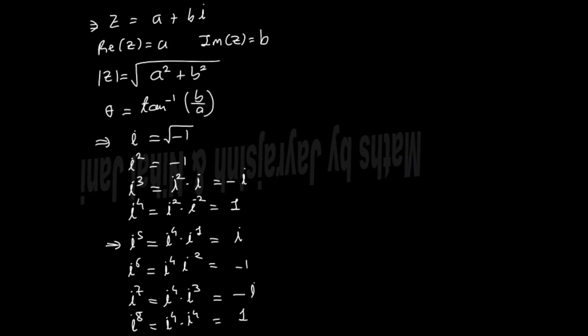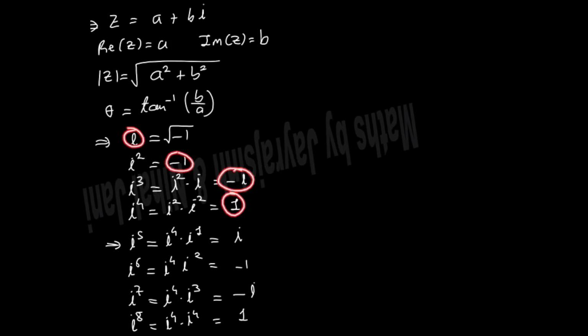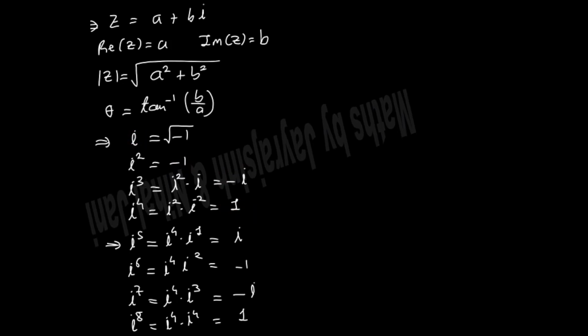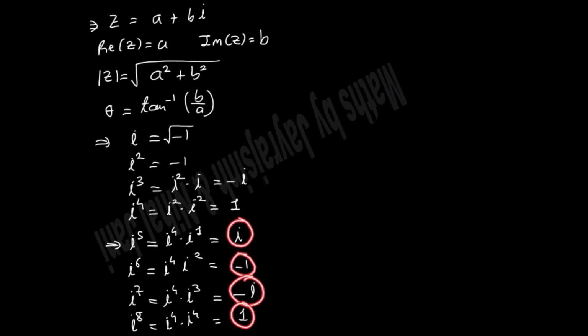So notice that the values repeat: i, -1, -i, 1. Again i, -1, -i and 1.